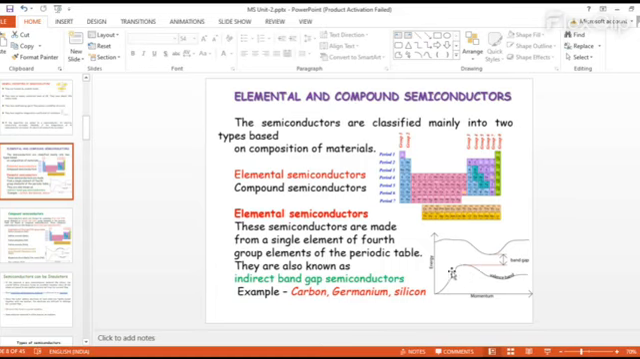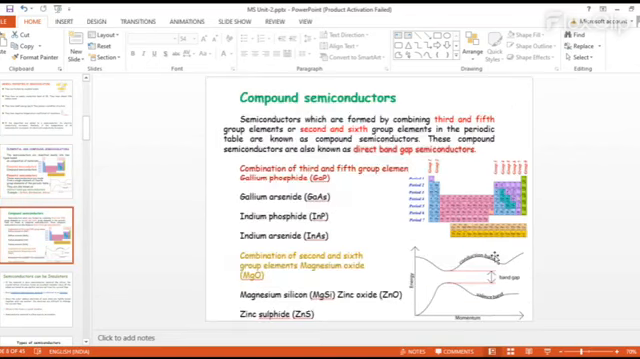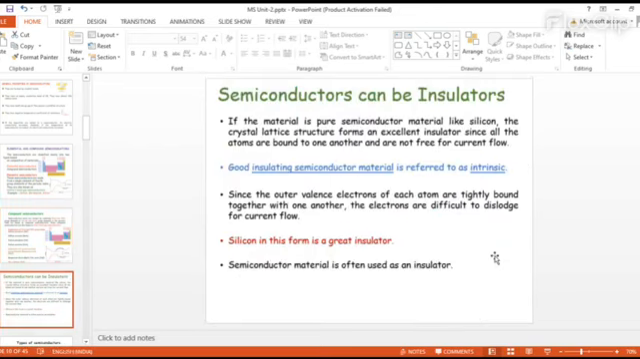You can see when you look at the momentum and energy diagram, the top of the valence band and the bottom of the conduction band are located at different positions. So the electrons cannot travel directly from the top of the valence band to the conduction band. These are the examples of common compound semiconductors: gallium arsenide, indium phosphide, indium arsenide, magnesium oxide, magnesium sulfide, zinc oxide, and zinc sulfide.